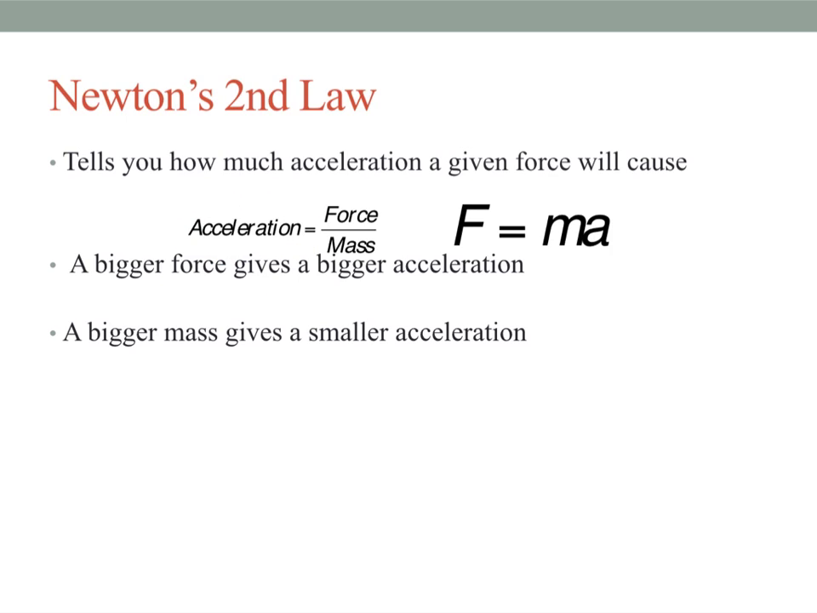And what this equation tells us is actually pretty simple. It just tells us that a bigger force is going to give a bigger acceleration, and a bigger mass is going to give a smaller acceleration. Why is that? Well, if I've got a bigger force, I'm multiplying by a bigger number, so I get a bigger number in my answer here. And if I have a bigger mass, I'm dividing by a bigger number. So that's going to make the acceleration smaller.